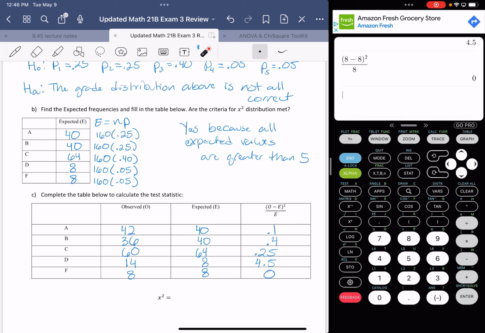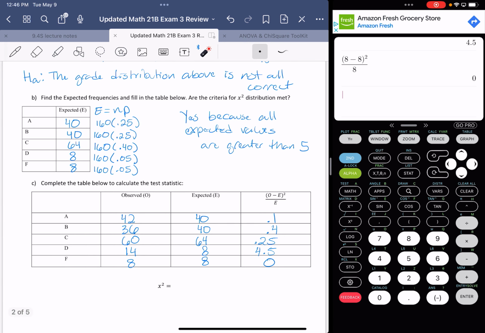Is everyone okay with the table and how we filled in this table? Any questions? Okay, we're not done with part C though, because it also wants us to calculate the test statistic, this chi-squared down here. Does anyone recall how we do so?